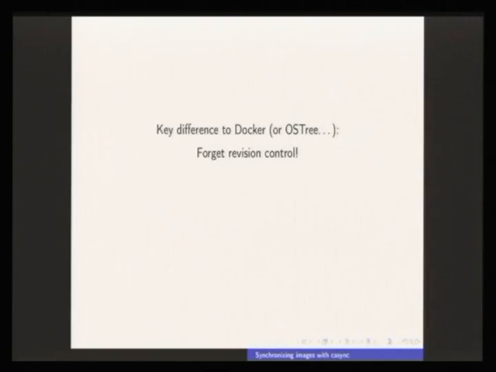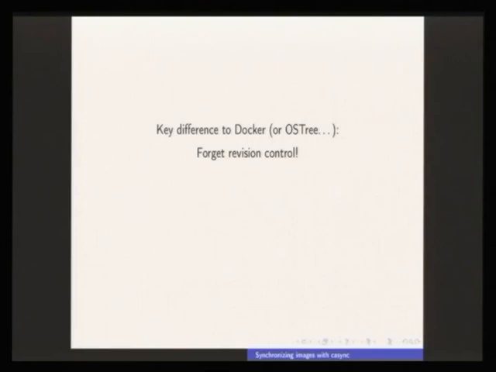Yeah, and cross updates are supported as well. I already mentioned that. Key difference to Docker and OSTree is, forget revision control. You don't ever have to manage upgrades on the server side anymore. All that you have to do is put the index file for the current version and upload the additional chunks that you need for this. There you go, that's it.